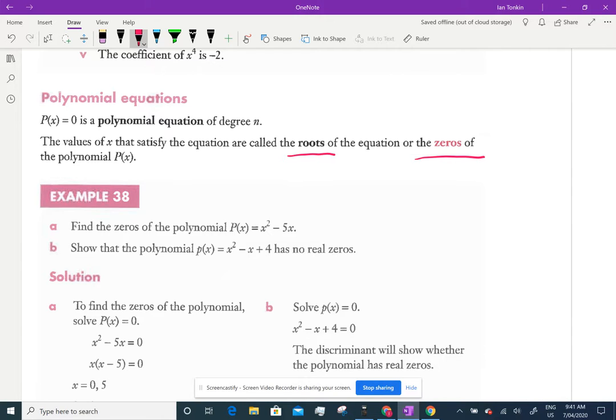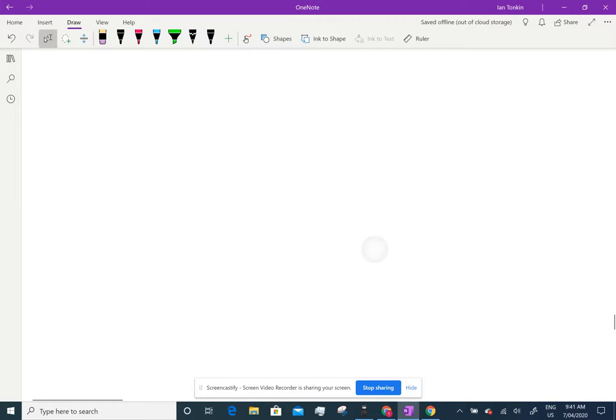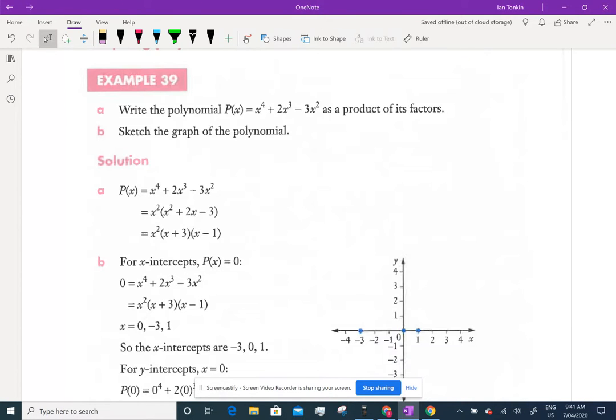Now you will not be asked to solve anything greater than a cubic. You might be asked to do a cubic or a quartic, that's a power degree of 4, but only if you can factorize out x squared or x and end up with a quadratic. You're really only supposed to be able to solve quadratics. But let's have a look at what happens when we have a polynomial. And we'll go down here to some of these.